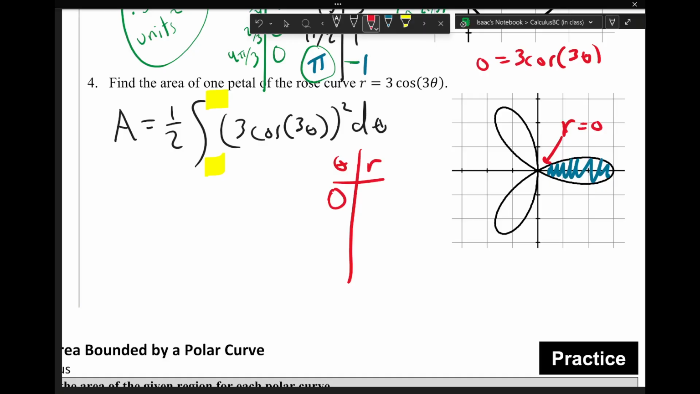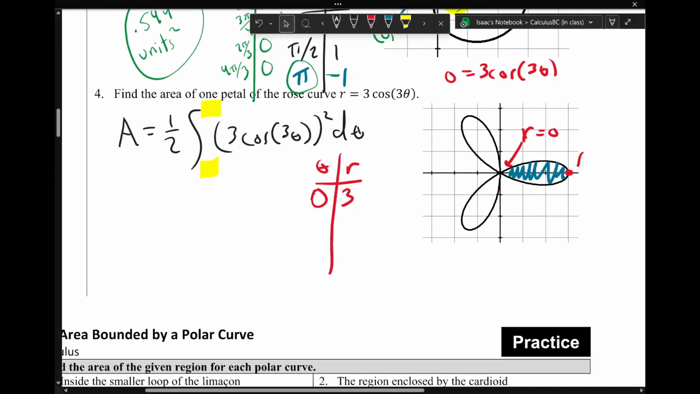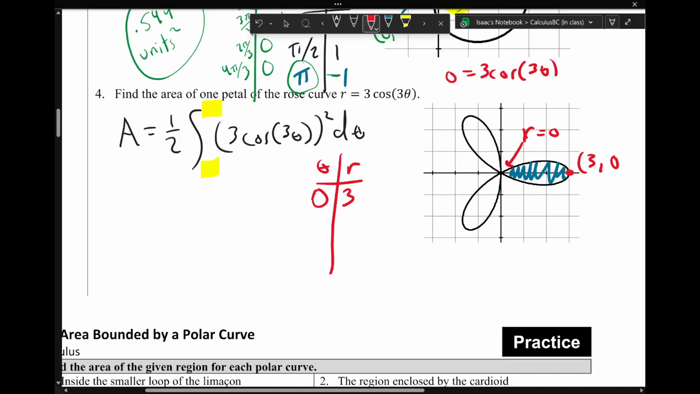So if I plug in 0 here, 3 times the cosine of 0 would be 3. So in the 0 radians direction, it goes out 3 to plot the point. So here's r comma theta.